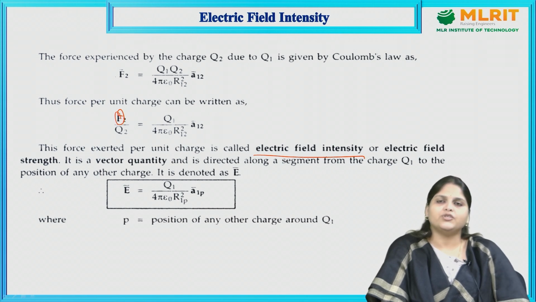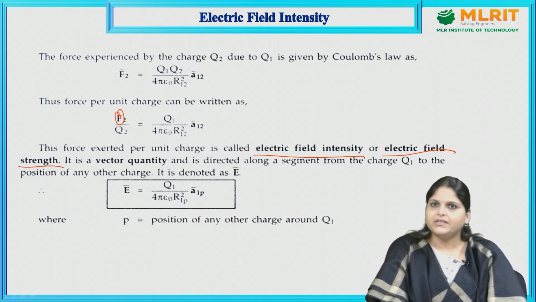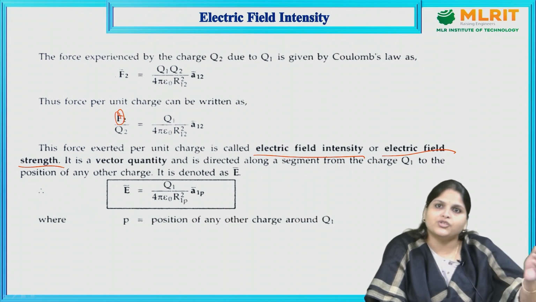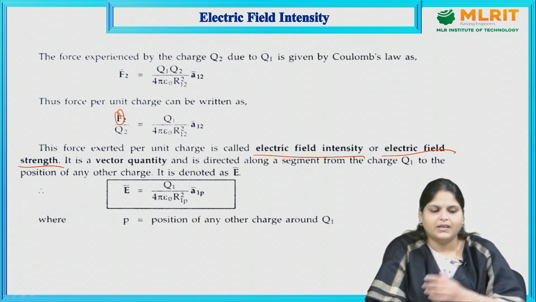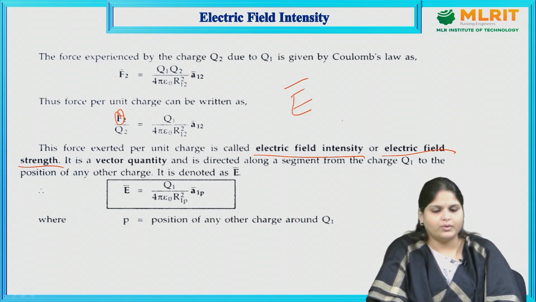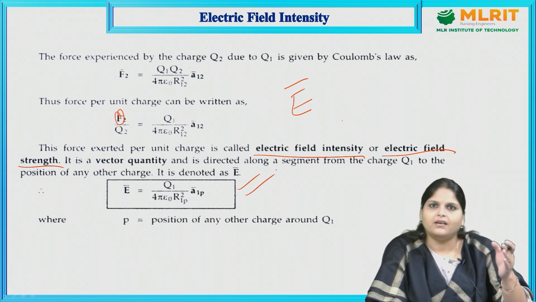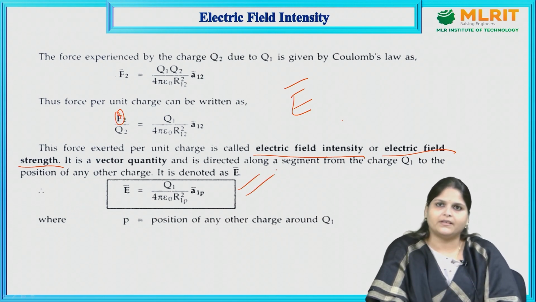In simple language, force per unit charge is called electric field intensity, or it can be called electric field strength. This electric field intensity is a vector quantity, directed along a segment from charge Q1 to the position of any other charge, and it is written as E. So E is equal to Q upon 4 pi epsilon naught R square A, where A is the unit vector.